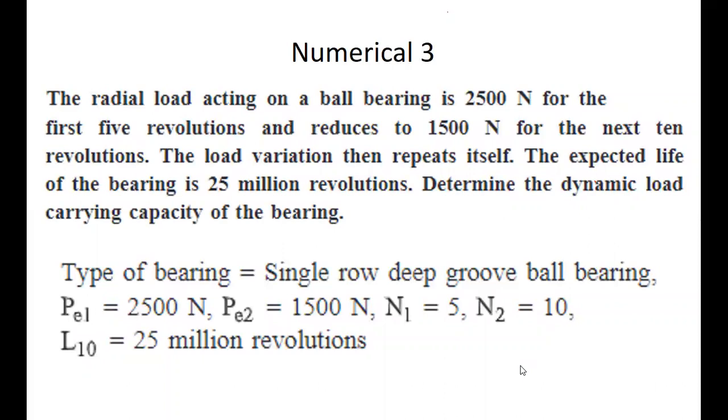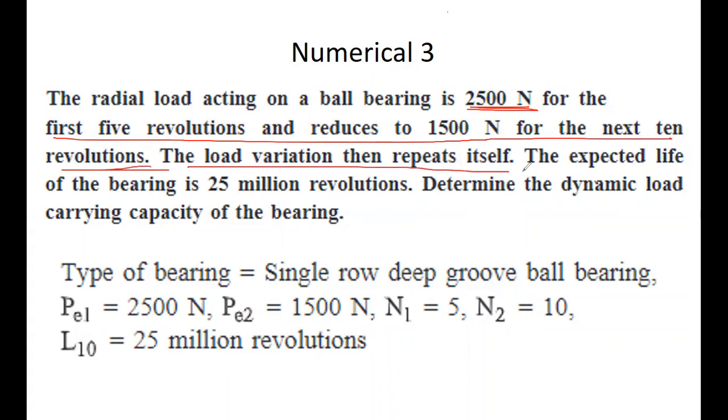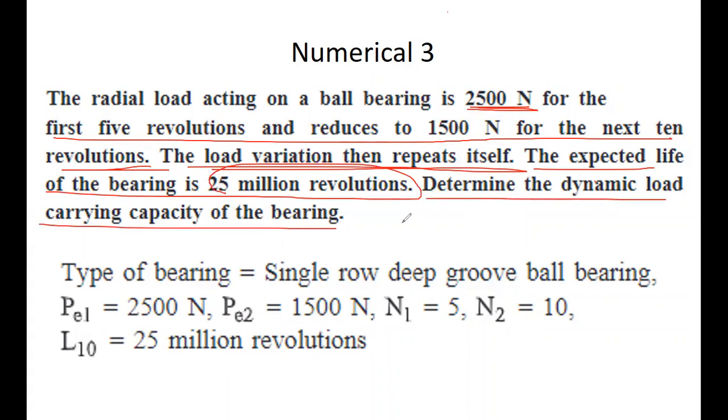Numerical 3. The load acting on a ball bearing is 2500 Newton for the first 5 revolutions and reduces to 1500 Newton for the next 10 revolutions. The load variation then repeats itself. The expected life of the bearing is 25 million revolutions. Determine the dynamic load carrying capacity. Again, they are telling us to find out capital C.